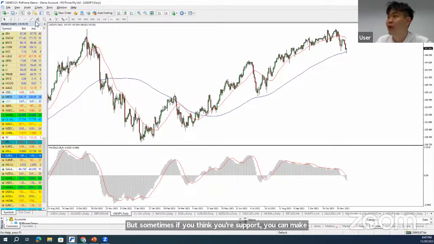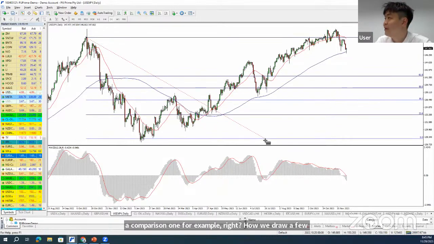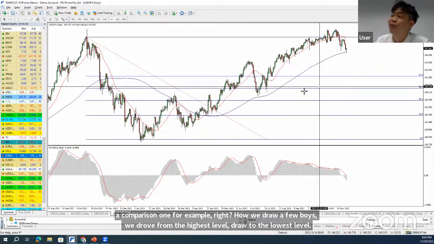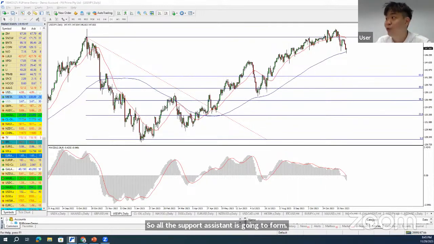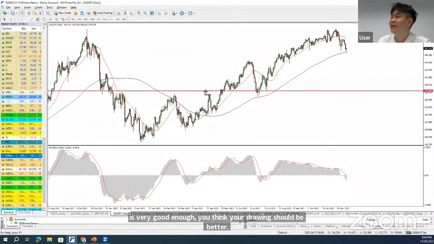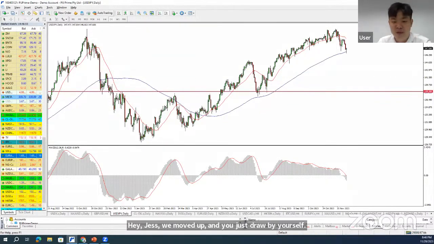For example, UJ, how we draw a FIBO is we draw from the highest level to the lowest level. So all the support resistance levels are going to fall already. So it depends on you. Do you think this is a very good support or resistance level or not? If you don't think this is good enough, you think your drawing should be better, then you just remove the FIBO and draw by yourself. So I hope I answer your questions also.